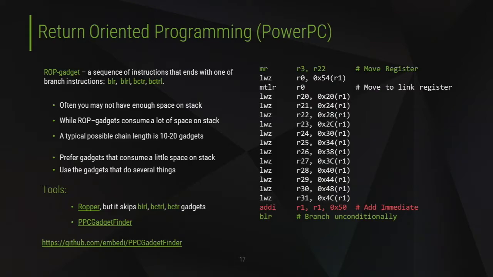A few words about tools for finding gadgets for PowerPC. ROPA is a good tool, but it misses some types of useful gadgets. That is why the PPC gadget finder script for IDA Pro came into existence. It lets you find a wider range of useful gadgets. You can download these from our GitHub.